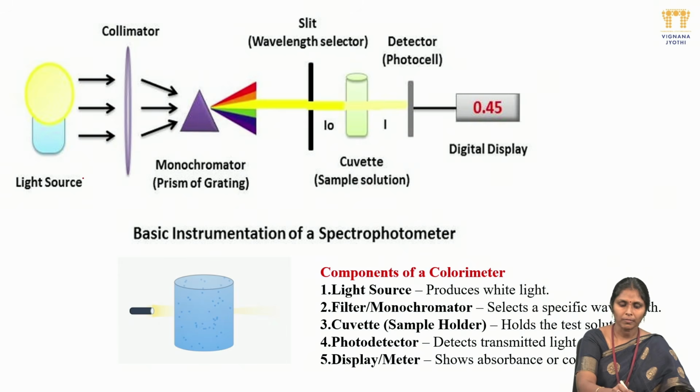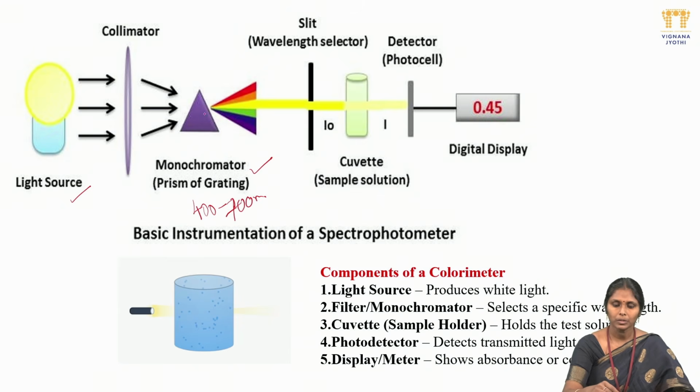So here, what is the source of light we are using? This is called monochromatic light. The monochromatic light wavelength is between 400 nanometers to 700 nanometers. Whenever light passes through a prism, it disperses in the form of VIBGYOR. So this VIBGYOR has different colors. Each color has its own wavelength. Whatever solution we are taking into the cuvette, based upon the solution color, we can choose the wavelength. That wavelength we can set by using the filter disc.